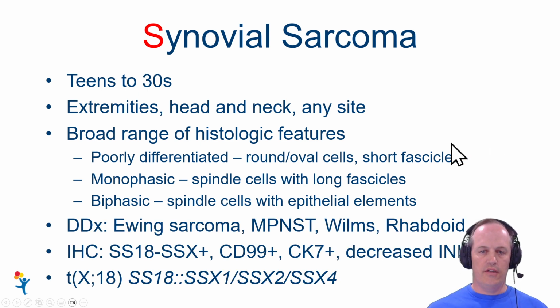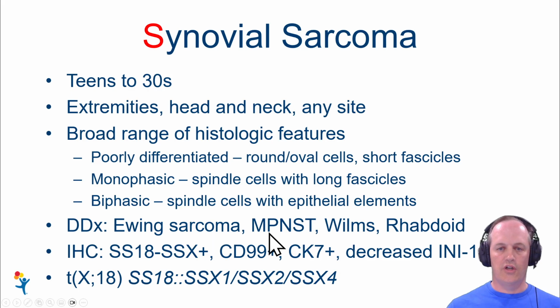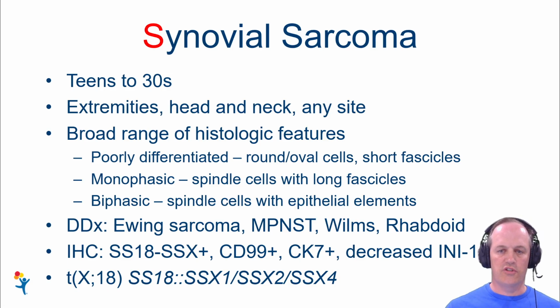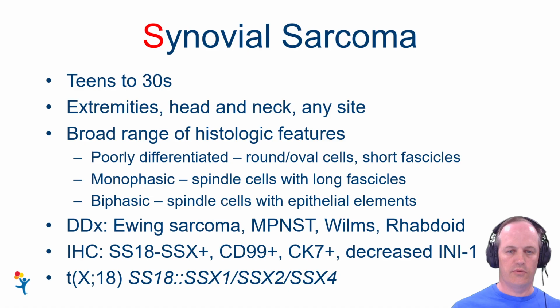The differential here again, I talked about Ewing sarcoma. We'll talk about malignant peripheral nerve sheath tumor because both of those are spindled. Wilms tumor because again, synovial sarcoma can happen in weird places like the kidney. And I think rhabdoid tumor is an important thing to think about too for a couple of reasons that we'll talk about in a second.